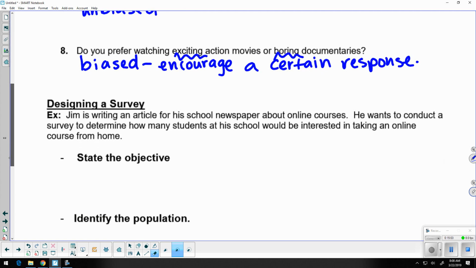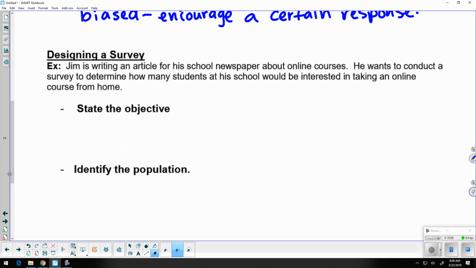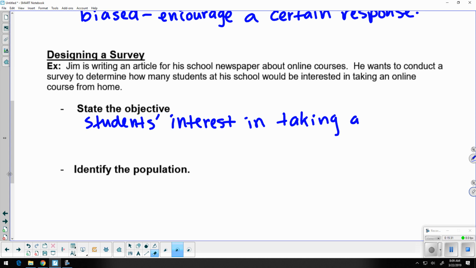Okay? So now designing a study for our next example, it says that Jim is writing an article for his school newspaper about online courses. He wants to conduct a survey to determine how many students at his school would be interested in taking an online course from home. So state the objective. Well, he's trying to gather and figure out if students have an interest in taking an online course from home. That's his objective. He wants to know their opinions on that, right?